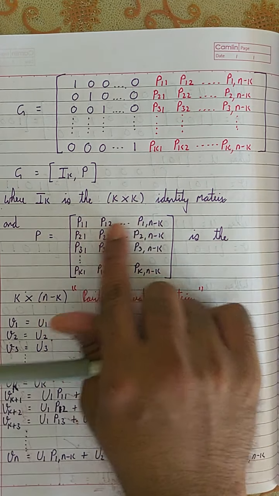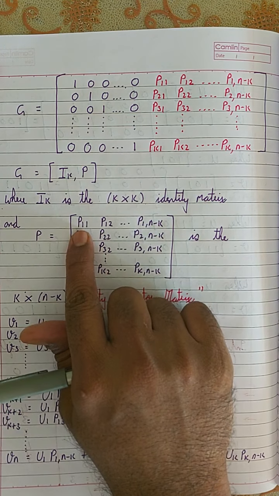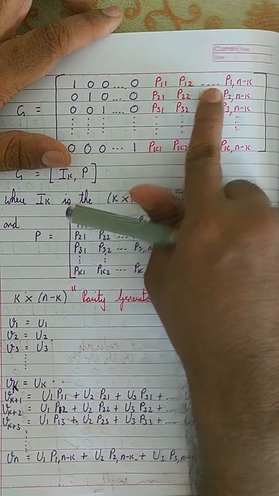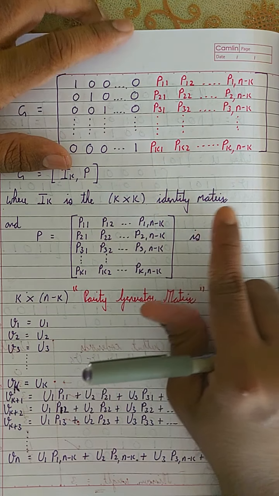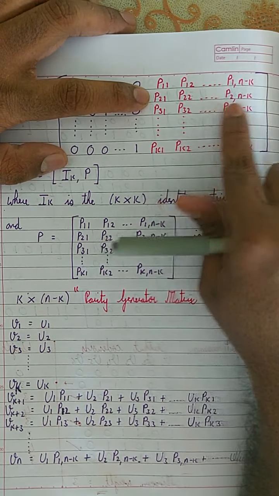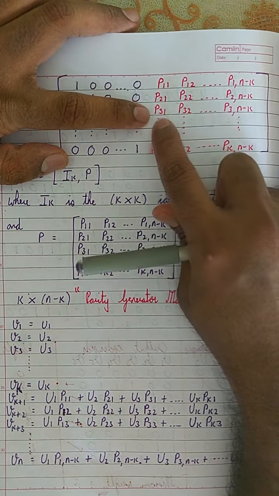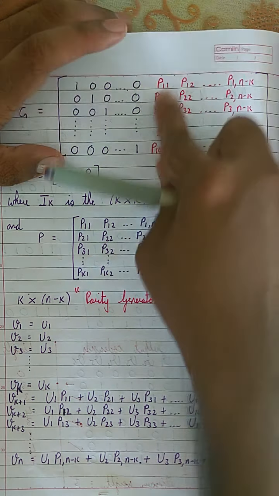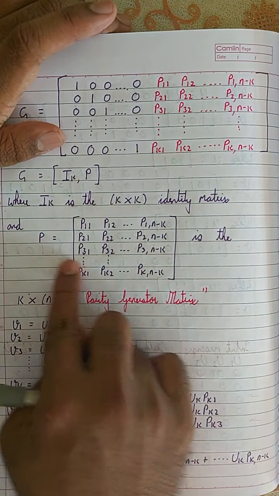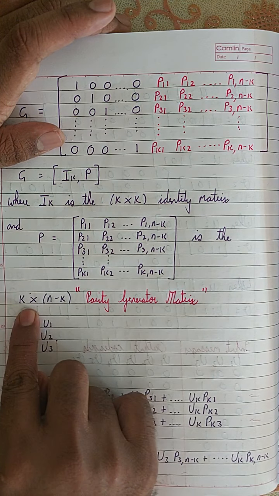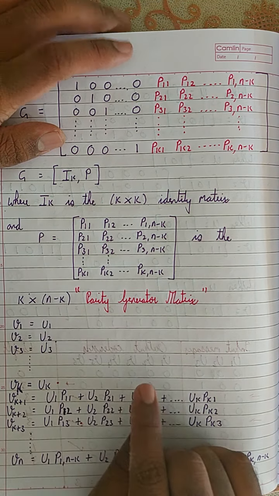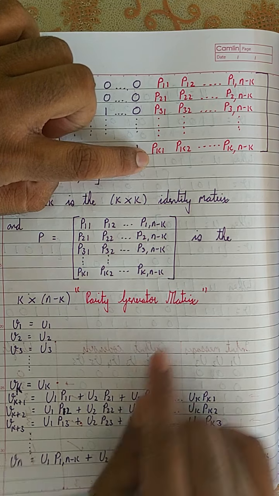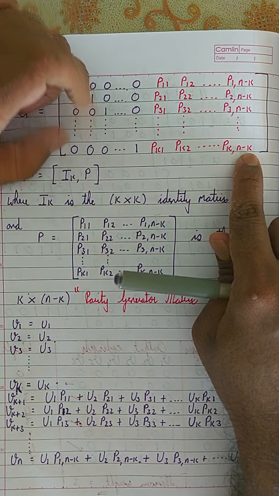You can see how it's being represented. Look at the first row: P11, P12, up to P1(n-k). Look at the second row: P21, P22, up to P2(n-k). Look at the third row: P31, P32, up to P3(n-k). So this portion is what you call the parity generator matrix of dimension k by n minus k, that is, it has k rows and n minus k columns.